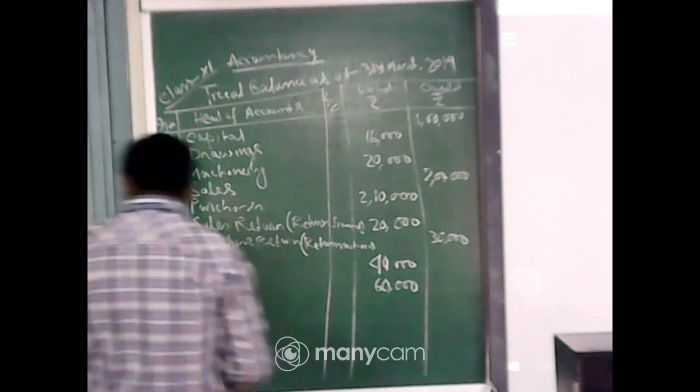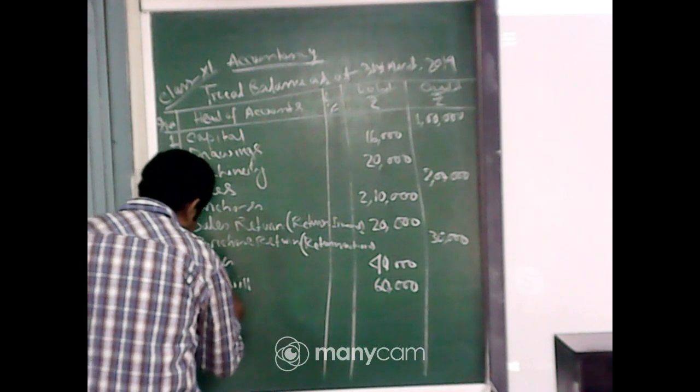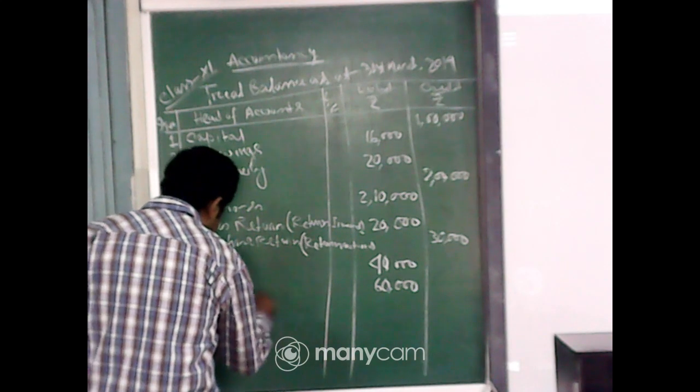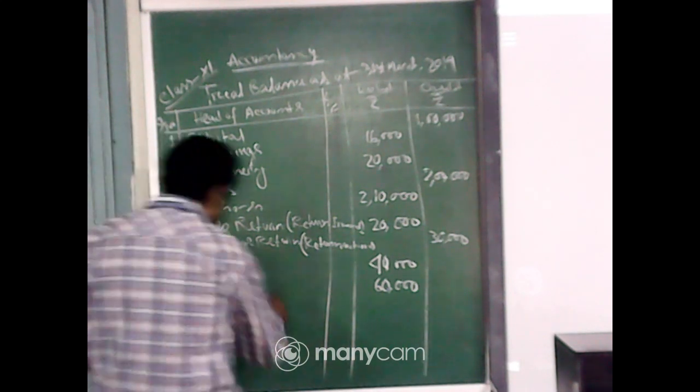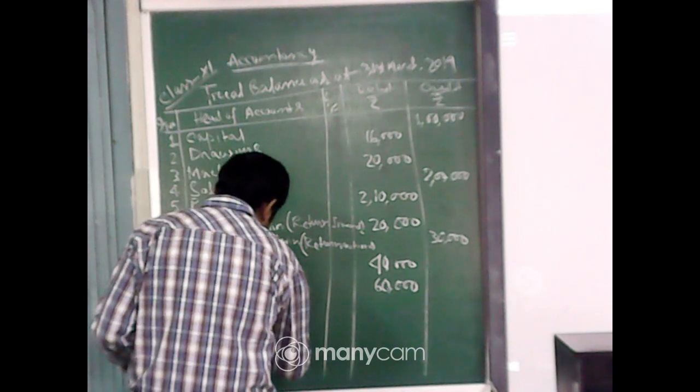Number 10, interest received. Suppose you invested in a fixed deposit in your bank, from there interest received.